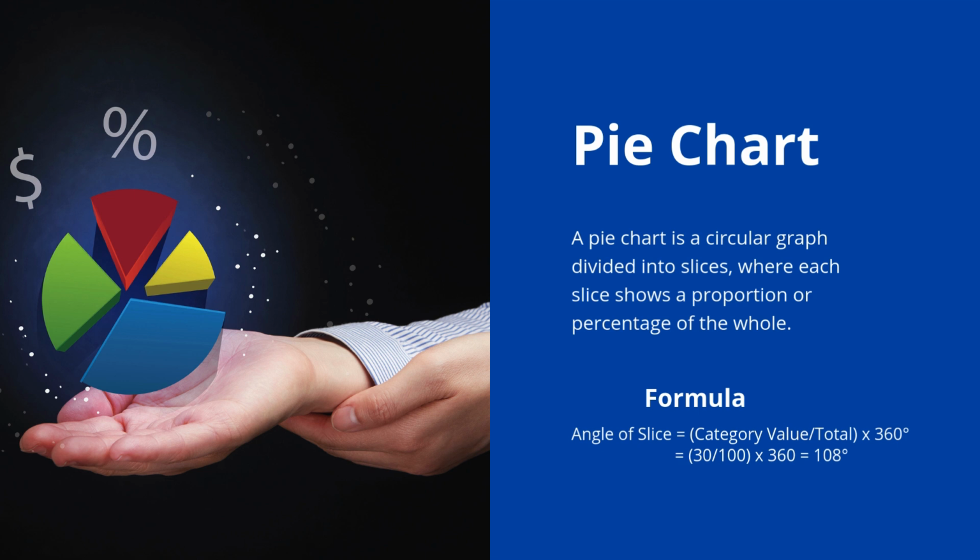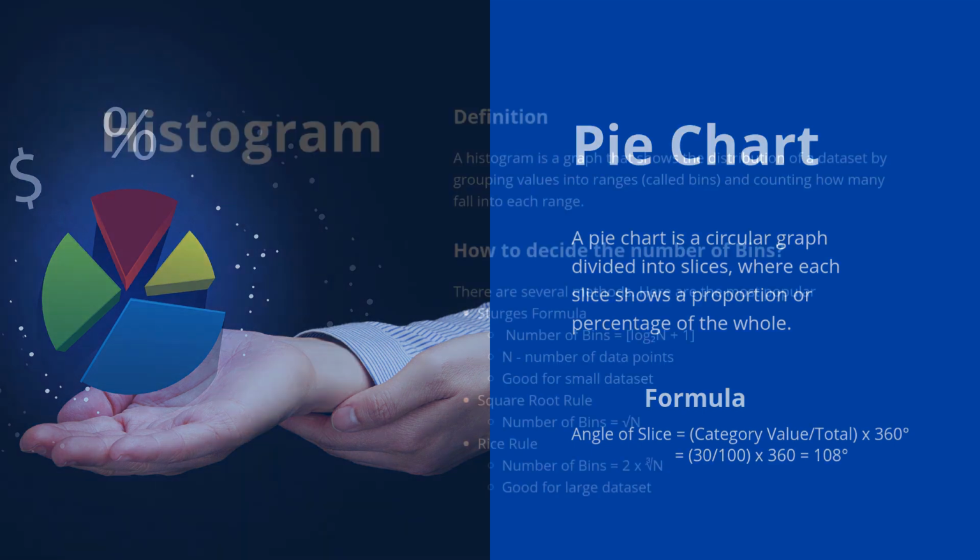Here we have a simple formula to manually calculate the angle of a slice. First you take a category value, then divide it by the total number of data, and multiply by 360. The whole circle is 360 degrees, and data is divided on a percentage basis in the pie chart.